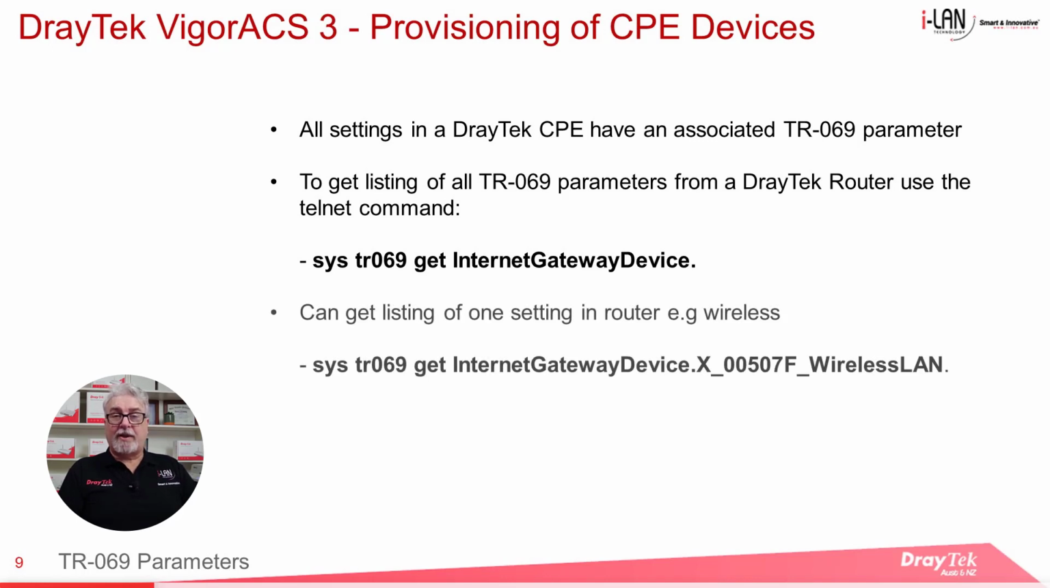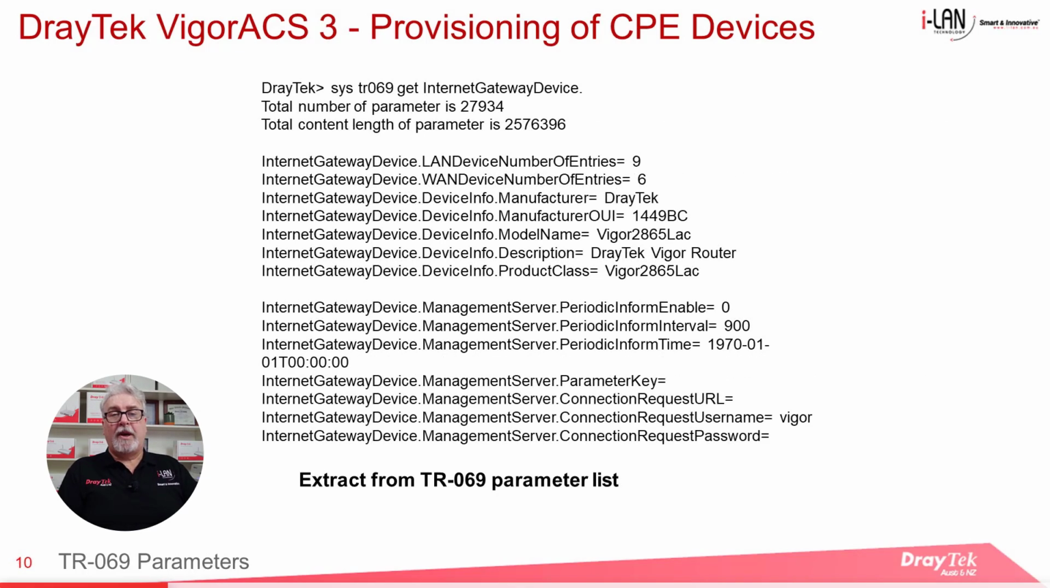To see a smaller listing, say for example wireless LAN settings, you can run the command sys TR069 get InternetGatewayDevice.X_00507F_WirelessLAN. That will still produce a fairly long list, but it should be more manageable. Here we have an extract of the TR069 parameter list to give you an idea of what it looks like.